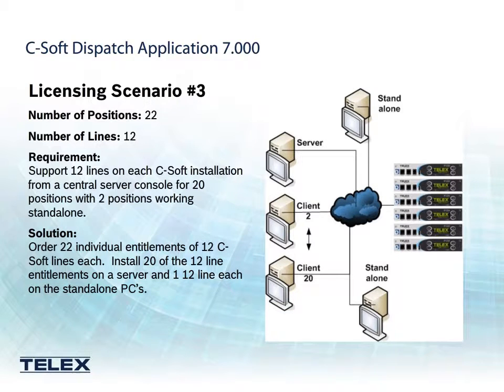In scenario number 3, we have 22 positions needing control of 12 radio resources. The requirement is that 20 positions request a license from a dedicated license server and 2 run standalone. The solution is to order 22 individual license entitlements of 12 lines, install 20 of the entitlements on a single PC, and 1 entitlement on each of the other 2 PCs. This allows for 2 PCs to have CSOF installed and ready at any time, and the remaining 20 will access a licensed server to get approval to run the application.